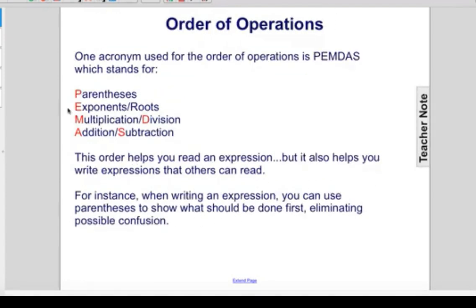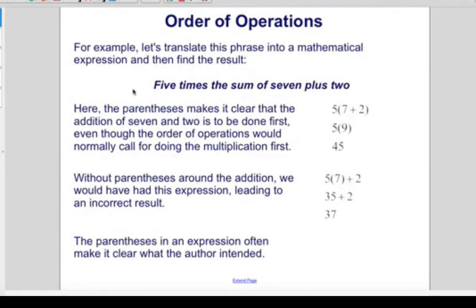Order of operations. One acronym used for the order of operations is PEMDAS, which stands for parentheses, exponents, roots, multiplication, division, addition, subtraction. This order helps you read an expression, but it also helps you write expressions that others can read. For instance, when writing an expression, you can use parentheses to show what should be done first, eliminating possible confusion. For example, let's translate this phrase into a mathematical expression and then find the result.